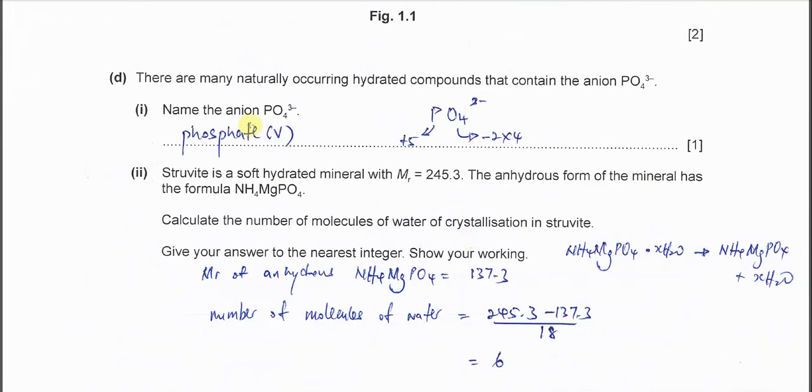Part D, part 1. Name the anion PO4 3 negative. This one you should at least know, it is phosphate. And what is the oxidation number is now important. The overall charge is 3 negative. We have 4 oxygens, so negative 2 times 4 is negative 8. Negative 8 and the overall charge is 3 negative, so P must be positive 5. Therefore it is called phosphate(V), where 5 means the oxidation state.